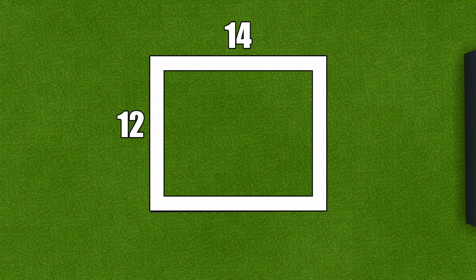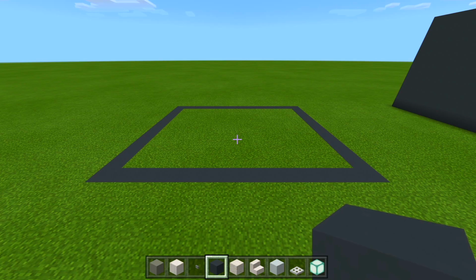So here's the plot size for kitchen number 4. You're going to need a 14 by 12 block area. Now keep in mind where you see that gray concrete, that's where we're going to be placing our interior walls on top of. So all the grass space within the shape is going to be the space that's actually needed for the kitchen itself. So let's start by bringing up the interior walls first.